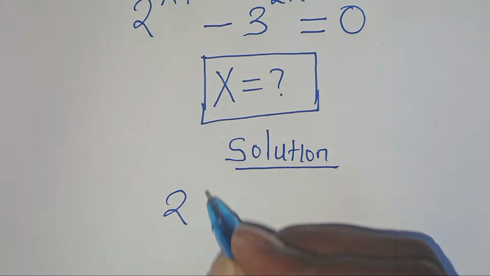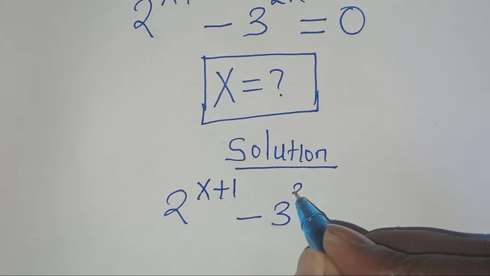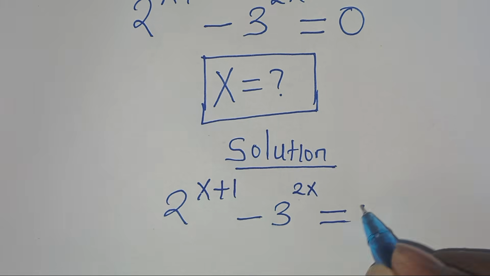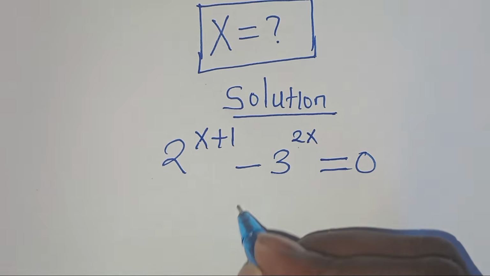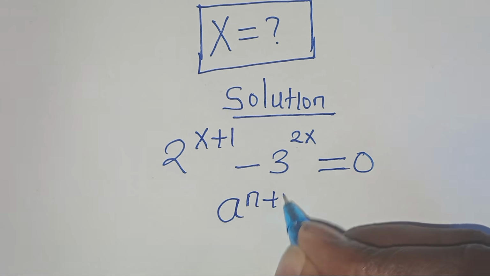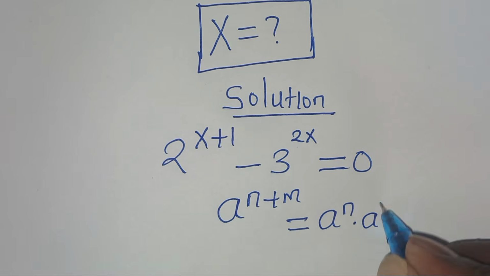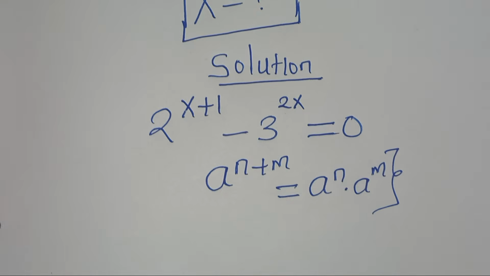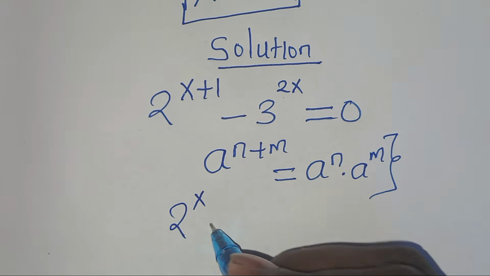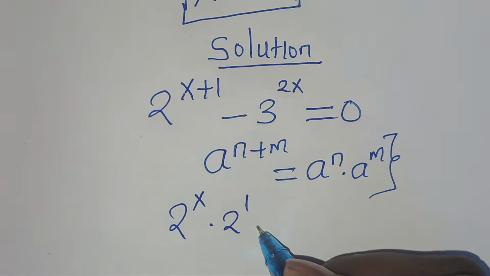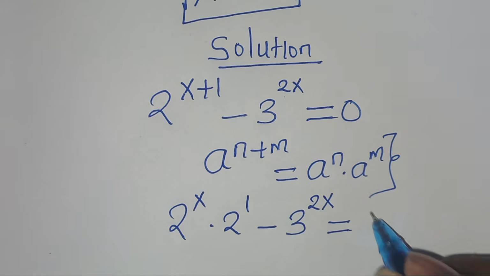So we have 2 raised to the power of x plus 1 minus 3 raised to the power of 2x. This is equal to 0. Now we have that 2 to the power of x plus 1 is in the form of a to the power of n plus m, which we can express as a to the power of n times a to the power of m. So applying this exponent property, we have 2 raised to the power of x times 2 raised to the power of 1 minus 3 raised to the power of 2x. This is equal to 0.